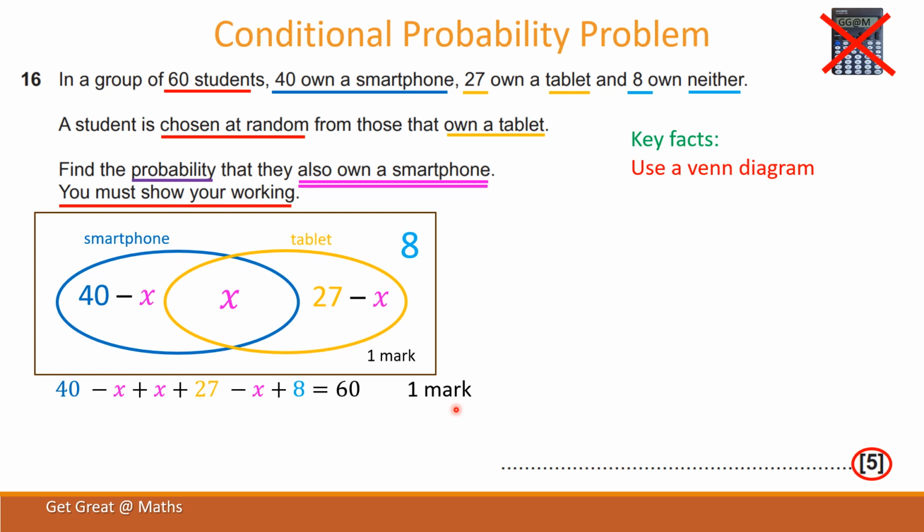Now we need to simplify this. So we need to add together the numbers 40, 27 and 8.